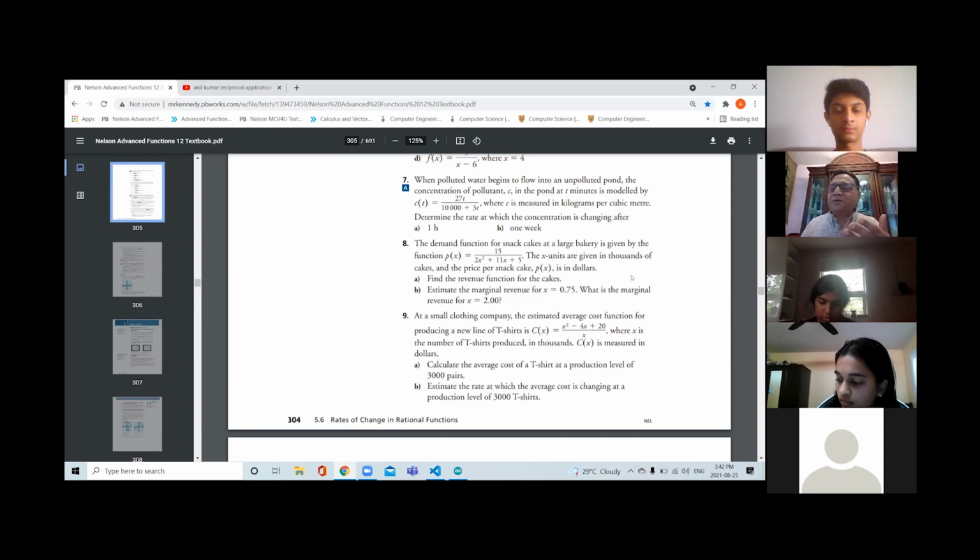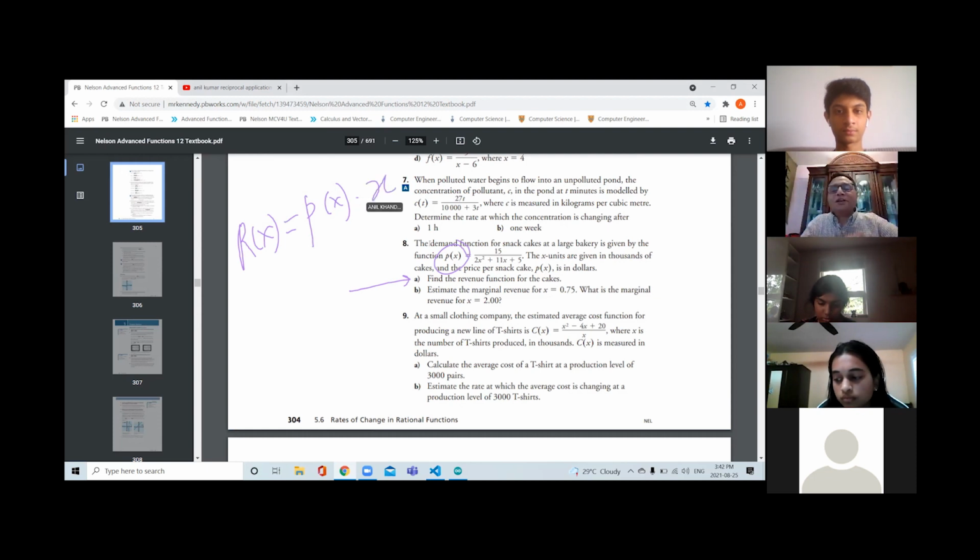When you make a sale, people will give you money. That means revenue is generated. Revenue is directly proportional to cost times number of items. So when you want to find the revenue, R of X, then R of X will be equal to the demand function which is given to us, P of X, which is a function of X, number of items, times X.